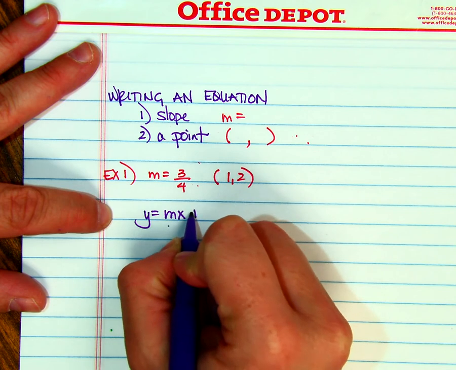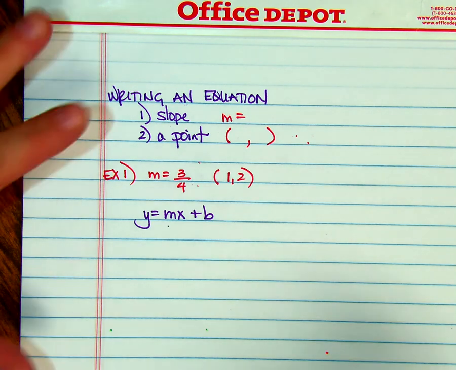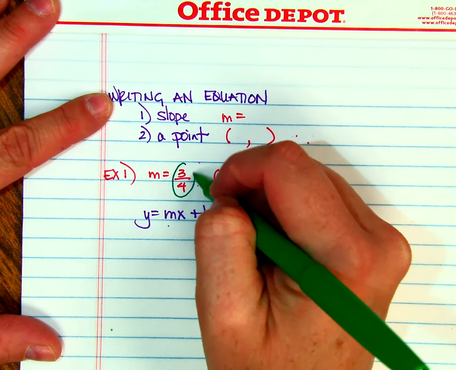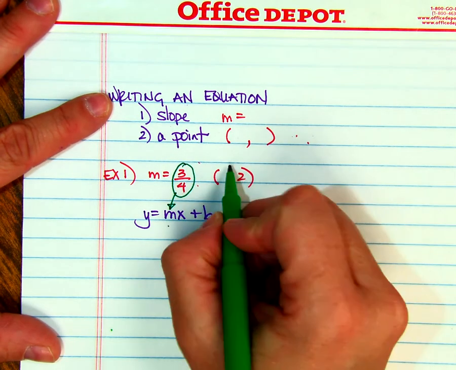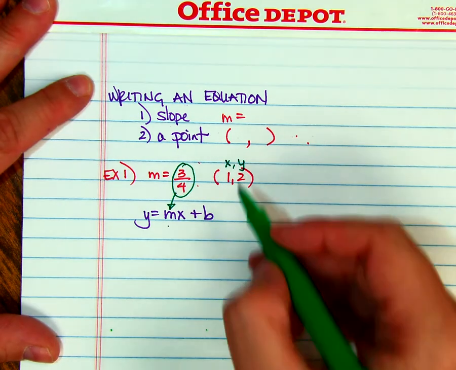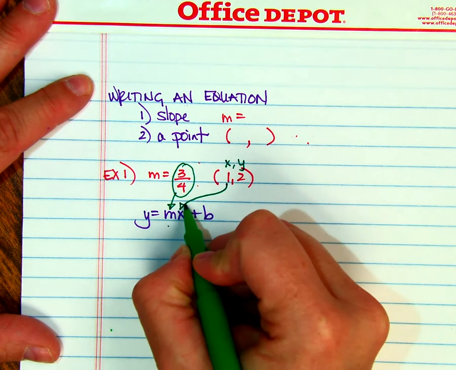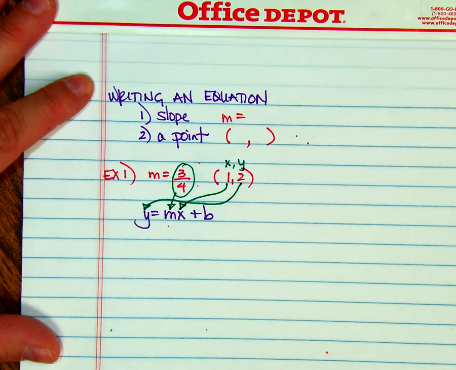y = mx + b is slope-intercept form. But what we do not have specifically is the y-intercept. So what we are going to do is put this in for our m, for our slope, and ordered pairs are in the form of x, comma, y. I'm going to put the 1 in for the x, and the 2 in for the y. So in other words, I have everything but b. So that's what I'm trying to solve for.